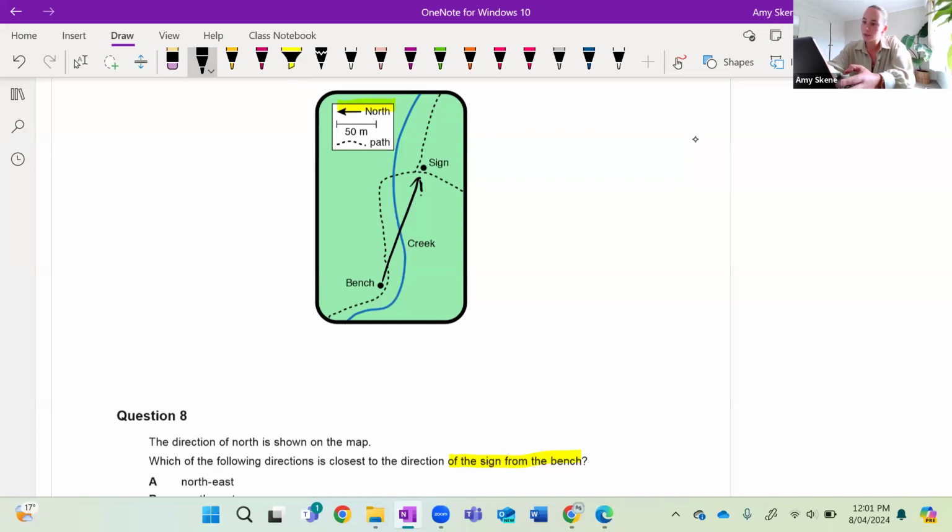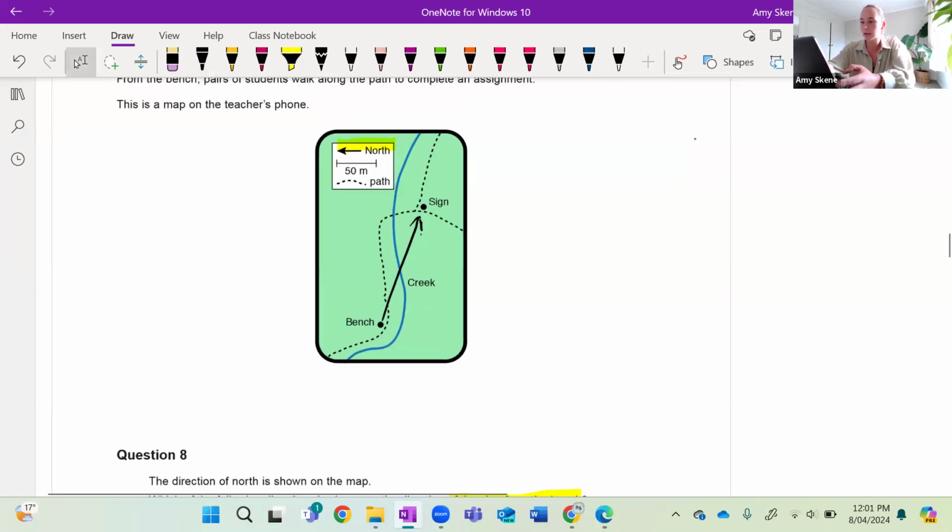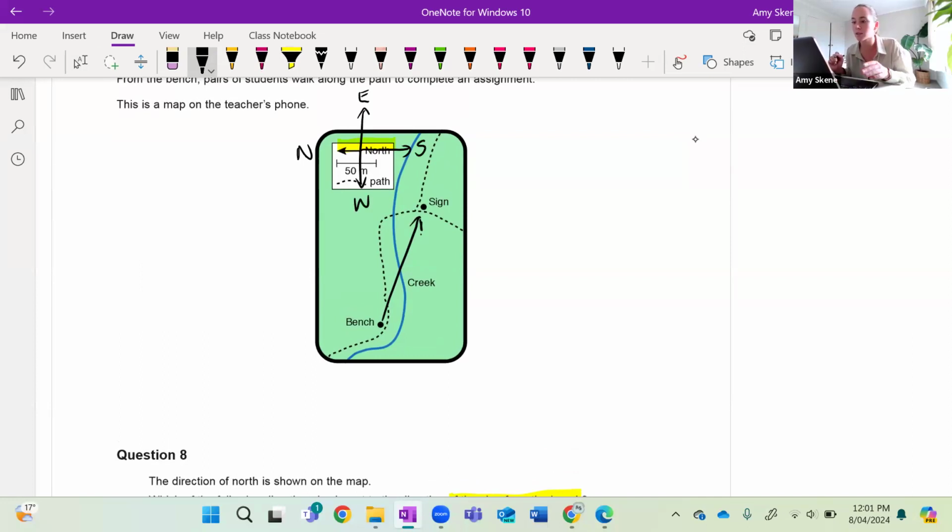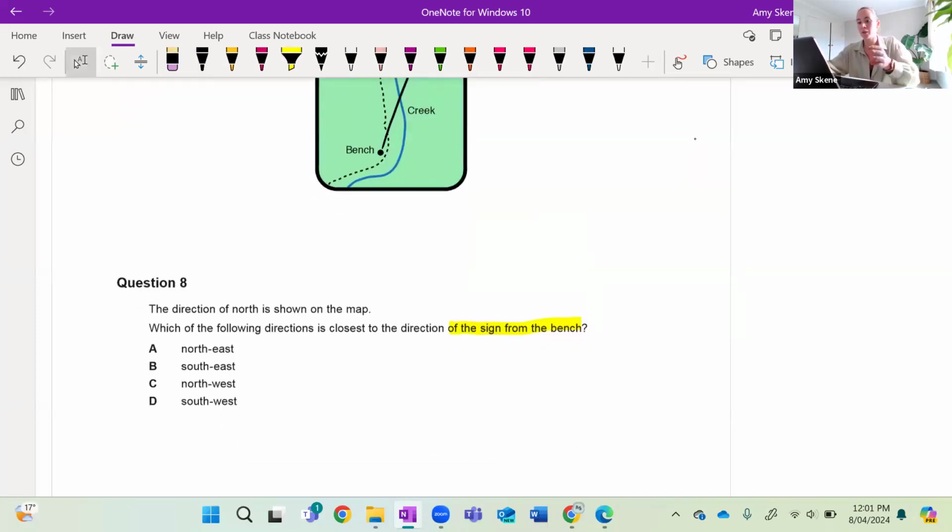Now, what I would recommend is just drawing the rest of it quite big. So if north is this way, east, south, west. Never eat soggy weetbix. That's how I remember it. Now, if that arrow is kind of going up like this, I would say it's more east, south, southeast, pretty much. So our answer is southeast there.